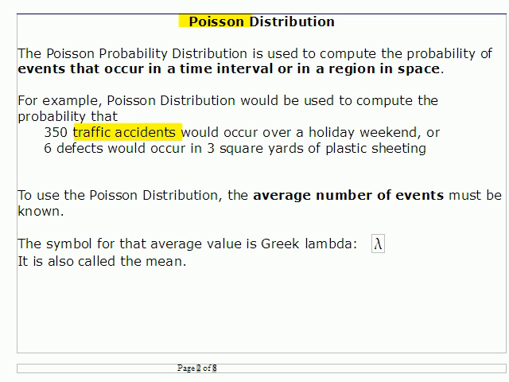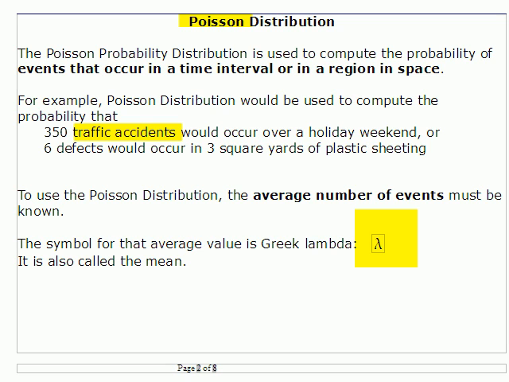To use this distribution, you have to know the average number of events that happen in that time frame or in that region in space. And the symbol for that is the Greek lambda. It's also called the mean because it's an average.